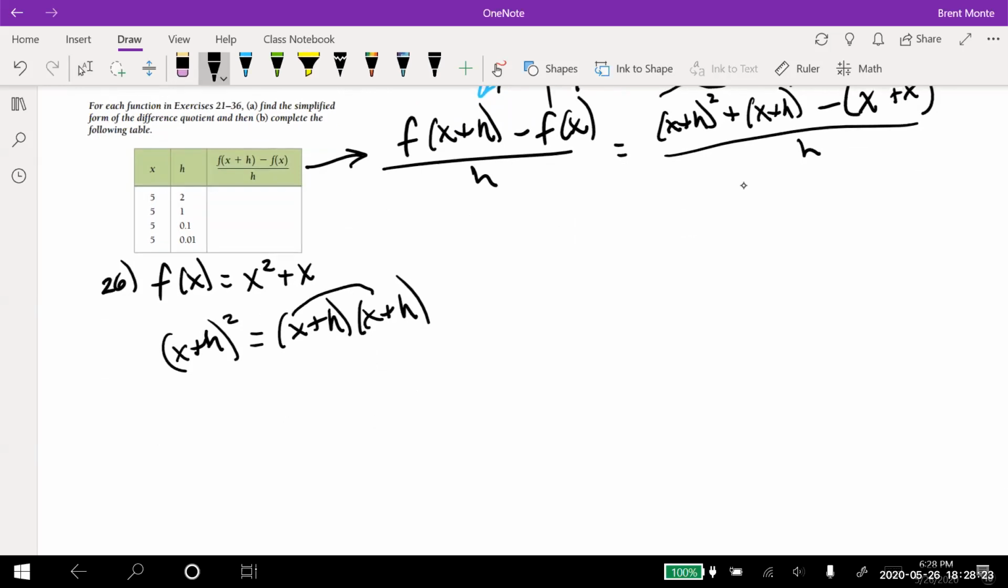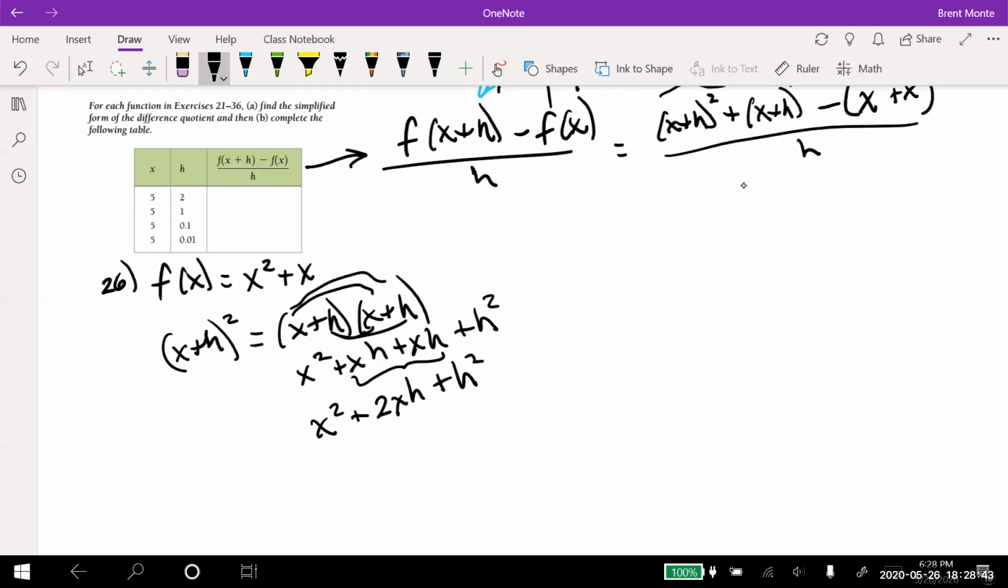So I'm going to say, that's x squared plus xh plus another xh, order doesn't matter in multiplication, plus h squared. These are the same, so I add those together. I have one of them and another, I have two of them, 2xh plus h squared. That's just this piece up here, the f of x plus h squared. That's all I did right there.